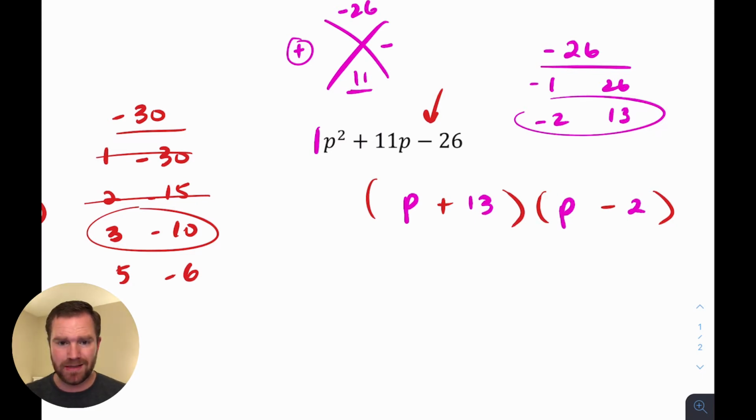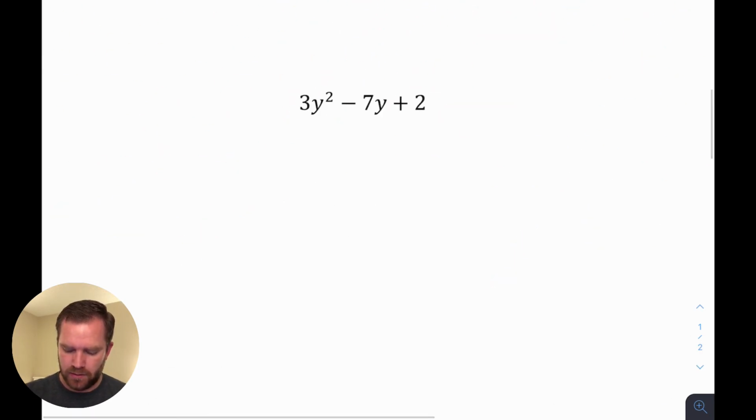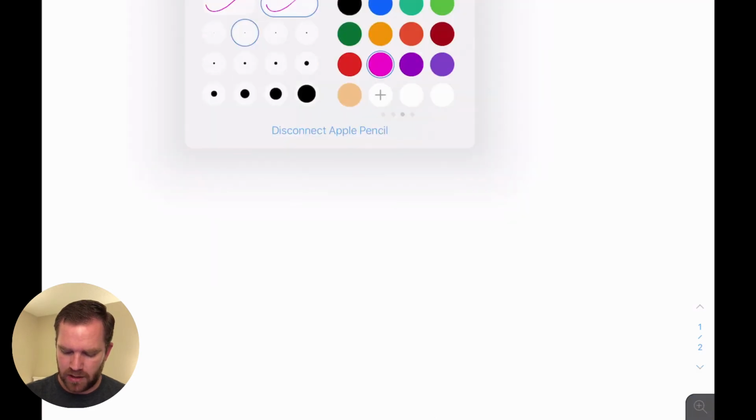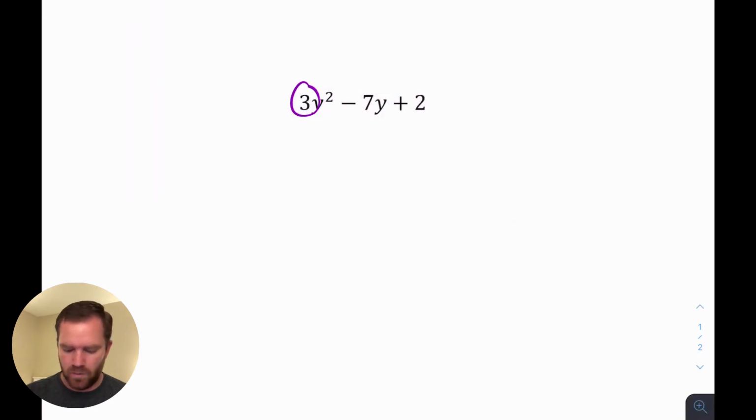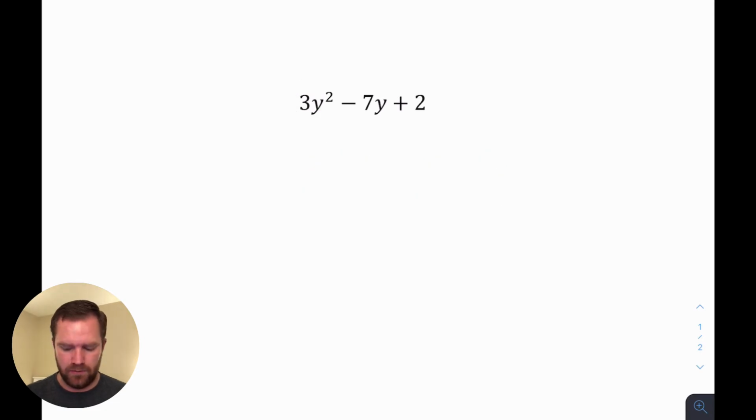So that's a little trick that we can do. We can actually jump straight into our two binomial groups only when the leading coefficient's 1. So I want to really, really stress this. This only works this way when the leading coefficient is 1. If we have a situation like we have here, where now we have a leading coefficient of something other than 1, we cannot just jump straight to this.